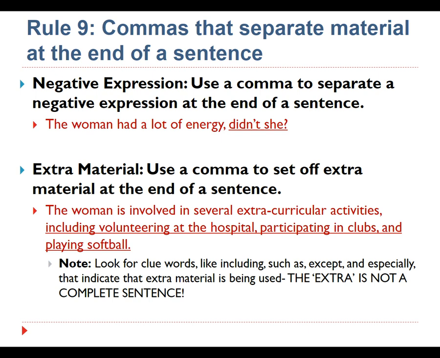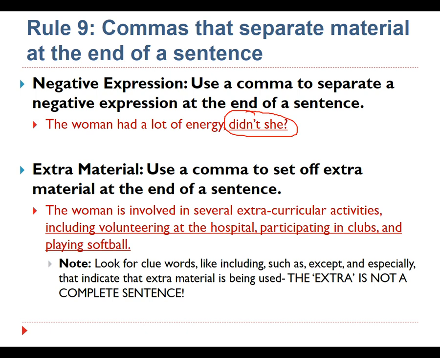Rule 9 is using commas to separate material at the end of a sentence. Negative expressions can be used at the end of a sentence to emphasize a contrast, and it must be offset from the rest of the sentence with a comma. The woman had a lot of energy, didn't she? Didn't she is an example of a negative expression because didn't is a contraction for did not. Also, the phrase is not needed to understand the independent clause that comes before it. So a comma is used between the independent clause and the negative expression at the end.